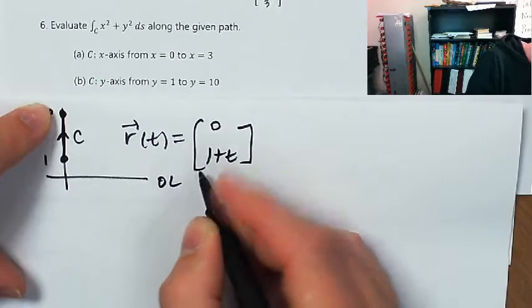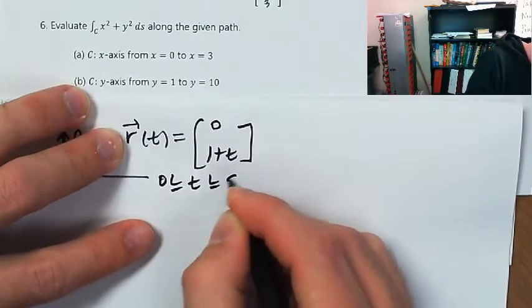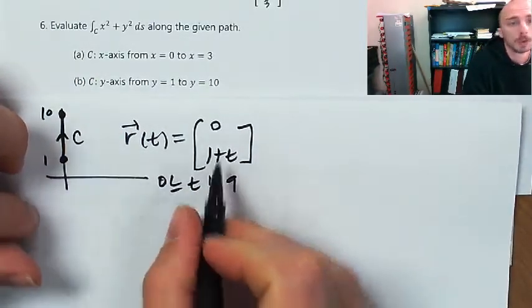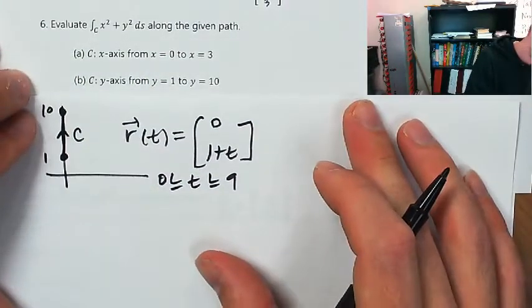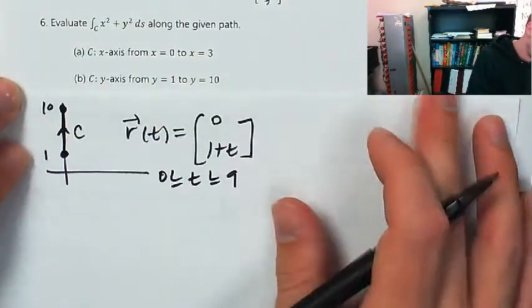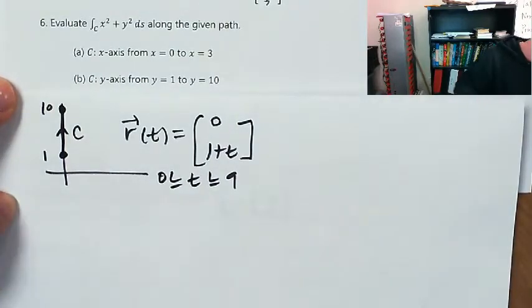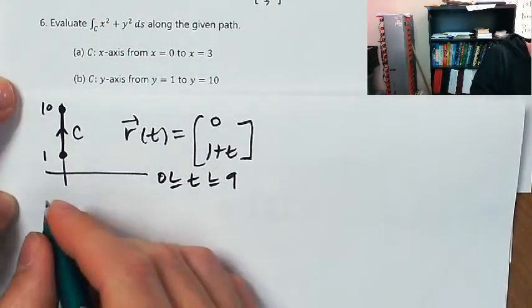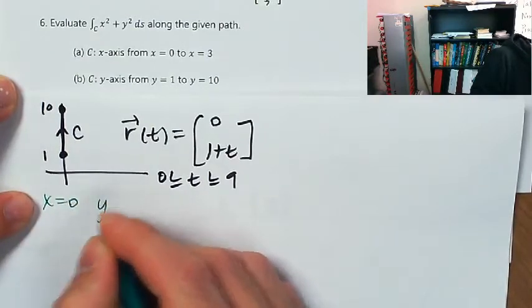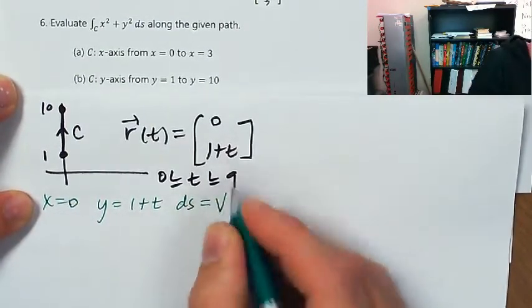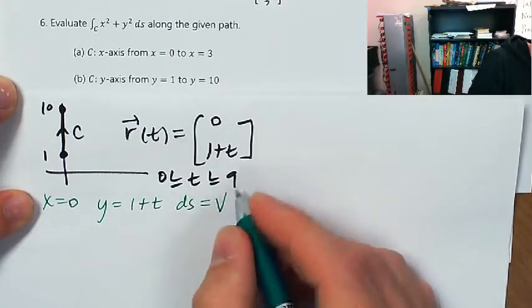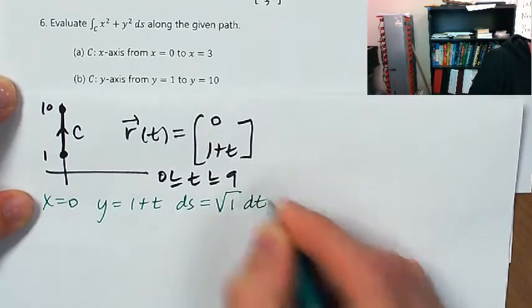t from 0 to 9, but if you wanted to let t run from 1 to 10 and it be 0t, it's going to be the same thing. Okay. And then I'll convert. Okay, ds is going to be the square root of 0 squared plus 1 squared dt.